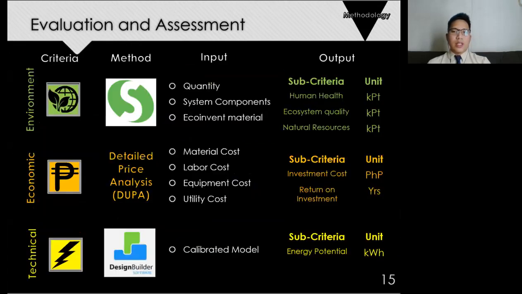Each strategy was evaluated using 3 performance metrics: environmental, economic, and technical, with the use of six sub-criteria. The environmental criteria include two steps. First, identifying the inventory components and developing the life cycle impact assessment models to transform the environmental burdens to impact categories. In this study, three damage categories were considered: damage to human health, damage to ecosystem quality, and depletion of natural resources using SimaPro. Next, a detailed unit price analysis was done to determine the investment cost and return on investment as sub-criteria for the economic metric. Lastly, the energy potential was extracted from Design Builder. This process was repeated for each retrofit strategy.